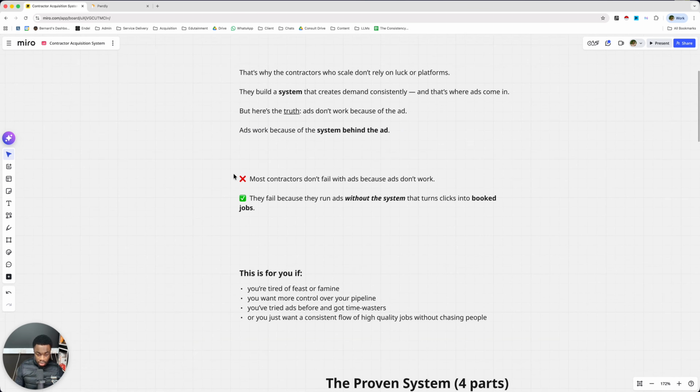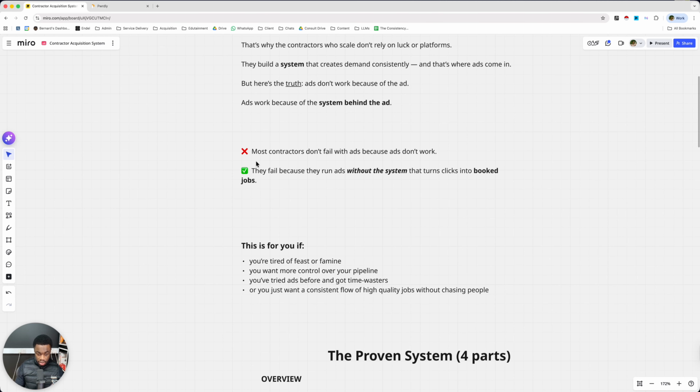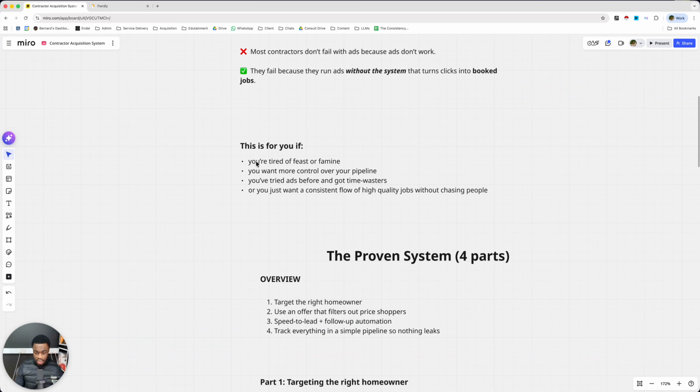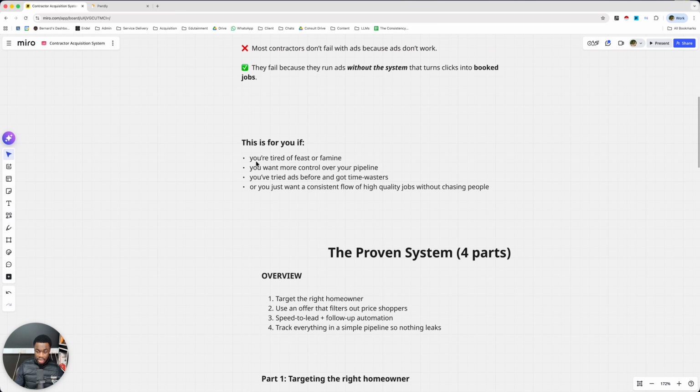So if this is you and you're tired of feast or famine seasons, you want more control over your pipeline, you've tried ads before and got time wasters, and you just want a consistent flow of high quality jobs without chasing people, the next step will literally show you that in black and white. All right, so let's actually look at this proven 4-step system.